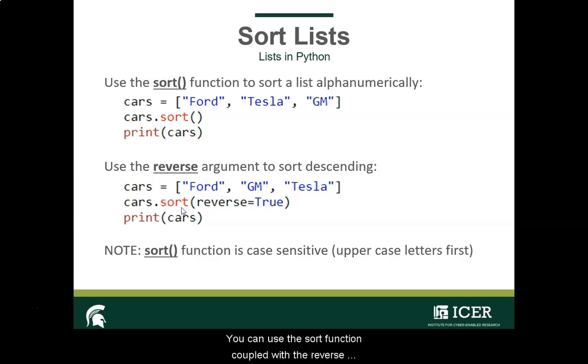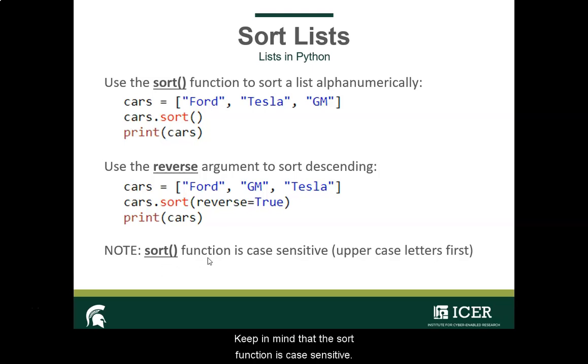You can use the sort function coupled with the reverse argument in order to reverse the order, to go from Tesla to GM to Ford. It helps if I know my alphabet too. Notice how in the sort function, the reverse argument is set to true. The default is that reverse equals false.